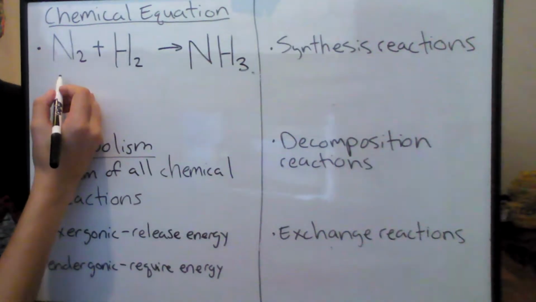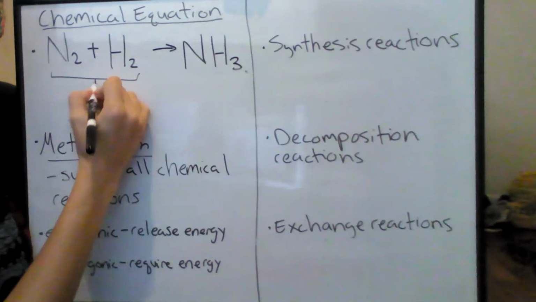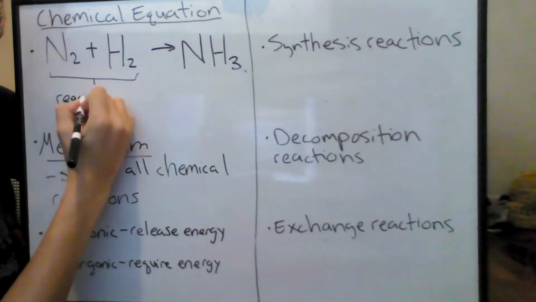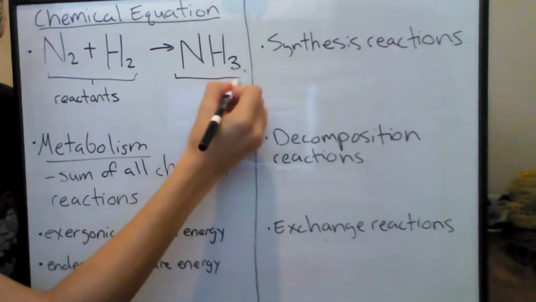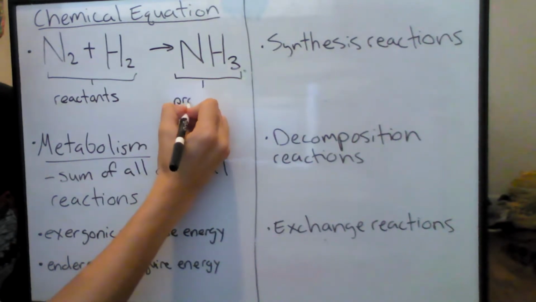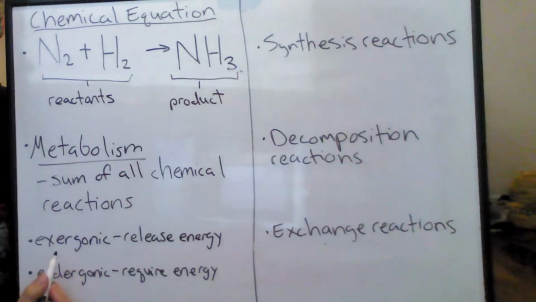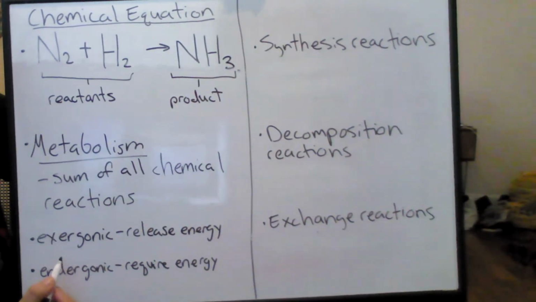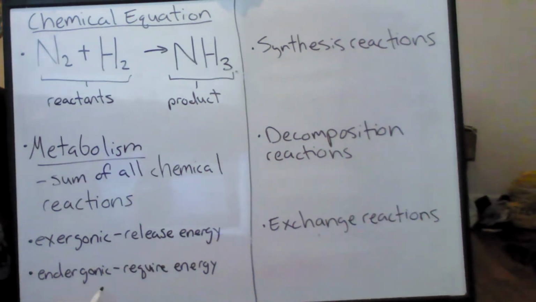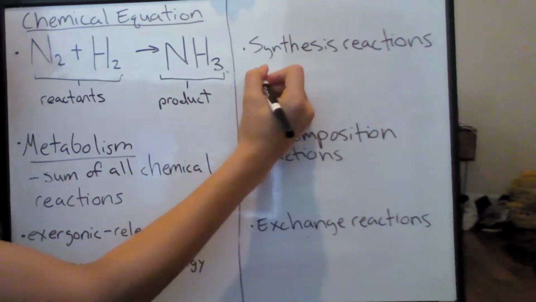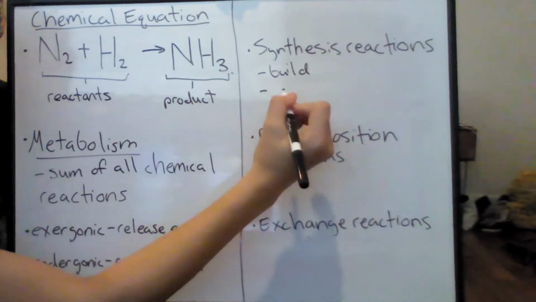So now we're going to discuss chemical reactions. To start, there are chemical equations, and as you can see here, Nicole is going into further detail on that. There are also different types of chemical reactions. There are synthesis reactions, which are anabolic. There are decomposition reactions, which are catabolic. And there are exchange reactions, which are displacement reactions.